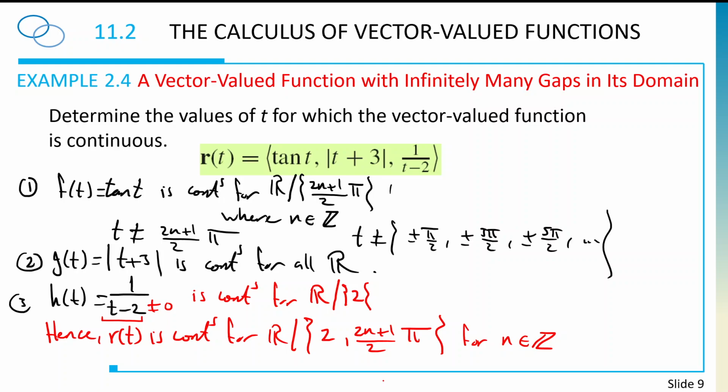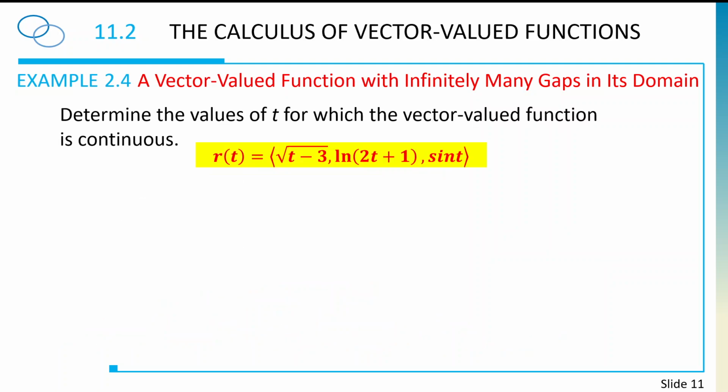So let's try one more. I know sometimes some students have some difficulties with continuity. That's why I'm trying to add a bit more functions with different types of component functions. So I try to include absolute value, tan, sine, ln, rational. Let's see the next function. In this example, I need to determine the values of t for which the vector valued function is continuous. Okay, I'll deal with them one by one, just as we did before.